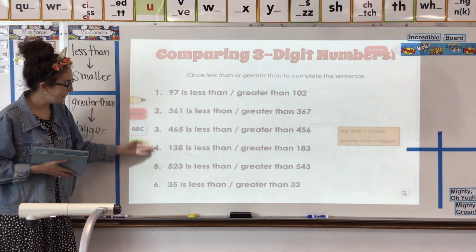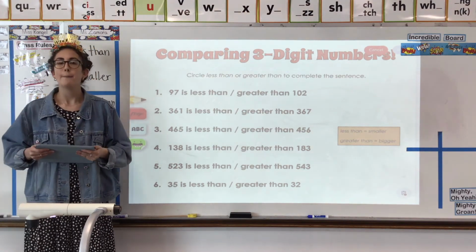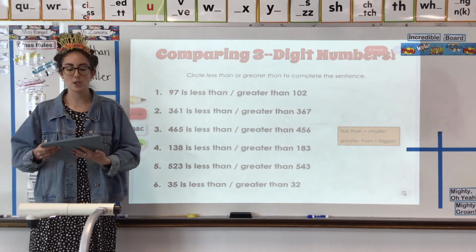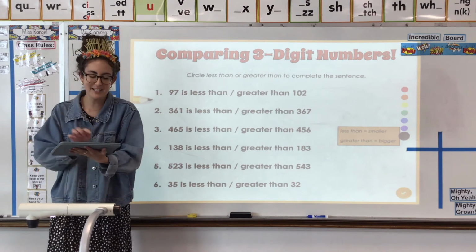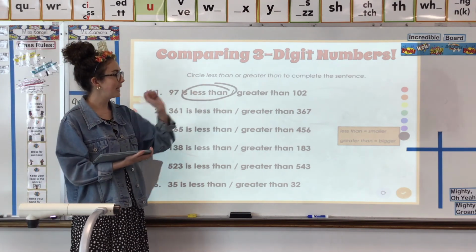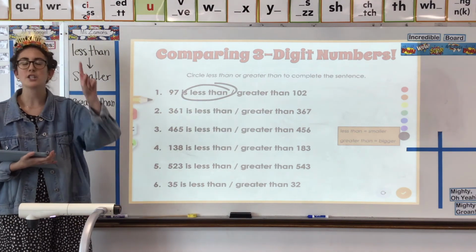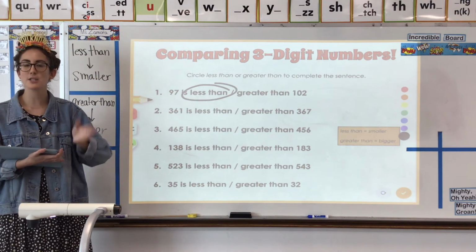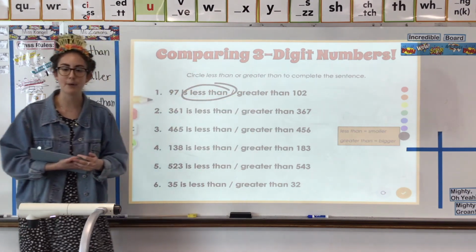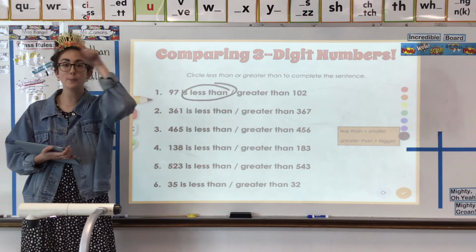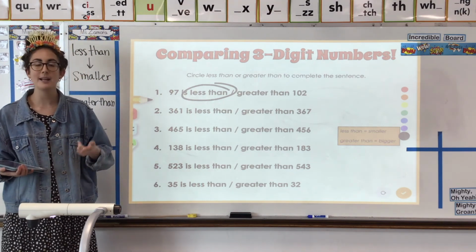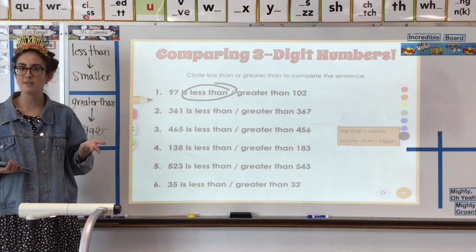So you're going to complete these 6 sentences by circling less than or greater than to make the sentence correct. So all you need to do, second grade, is just circle one option, less than or greater than. Just circle the one that is correct and describes the relationship between the first number to the second number. If you need to use your place value chart to compare, you are more than welcome to do it if you still need your chart to see the number.